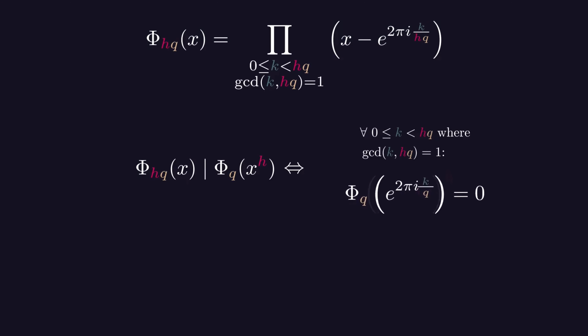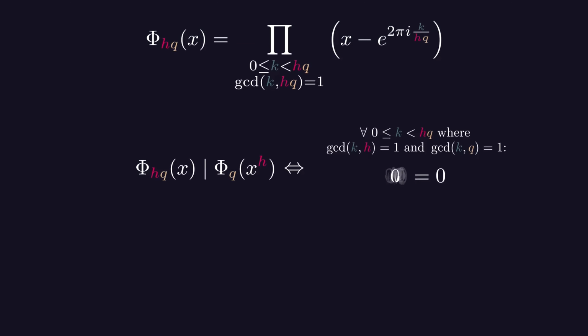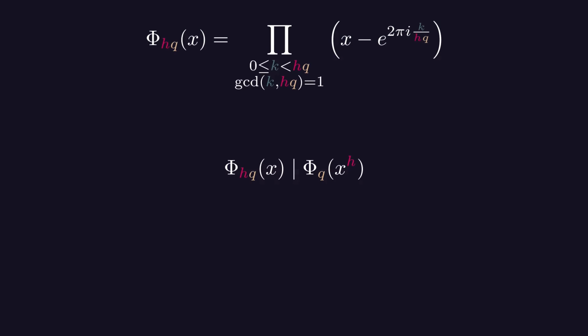Rewriting things, we get phi sub q of e to the 2 pi i k over q equals 0. But if k is relatively prime to hq, then k is also relatively prime to q. In other words, k over q is fully reduced, and e to the 2 pi i k over q is a root of phi sub q. Thus, we have that phi sub hq of x divides phi sub q of x to the h. In other words, there is some complex polynomial Q of x such that Q of x times phi sub hq of x equals phi sub q of x to the h.